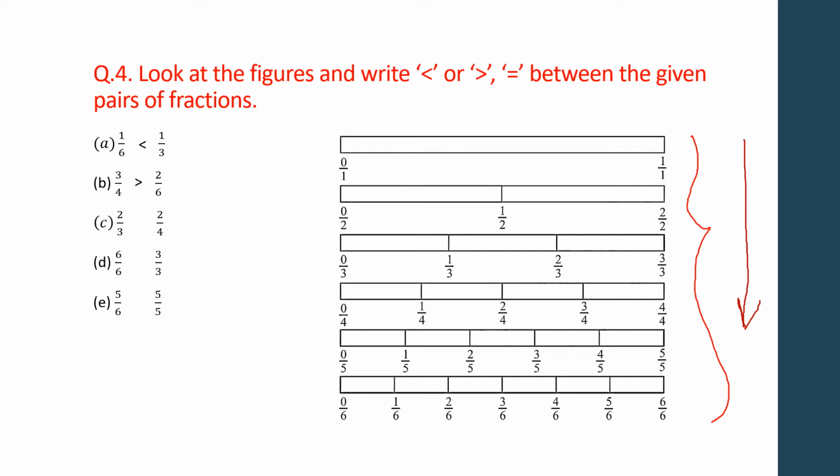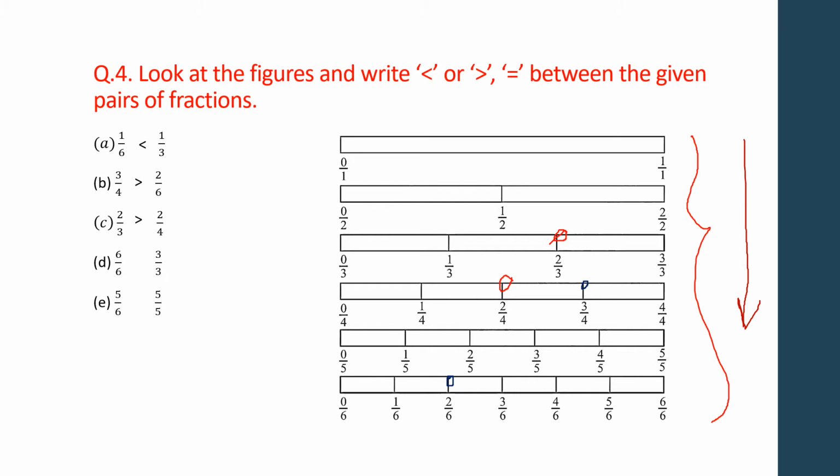3 by 4. Now look at the figure and you will get to see 3 by 4, that is this point, and 2 by 6. The figure is given here for your help. You have to check which one is greater. So obviously 3 by 4 is greater, 2 by 3 and 2 by 4. You can compare 2 by 3 and 2 by 4 here. So 2 by 3 is greater than 2 by 4.